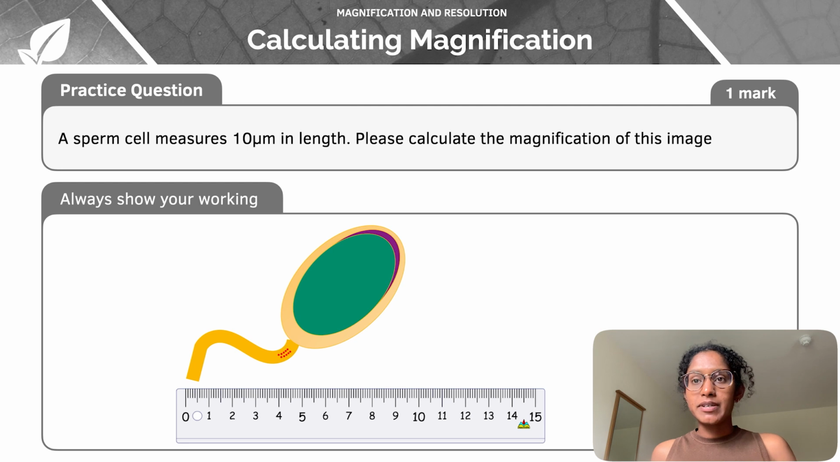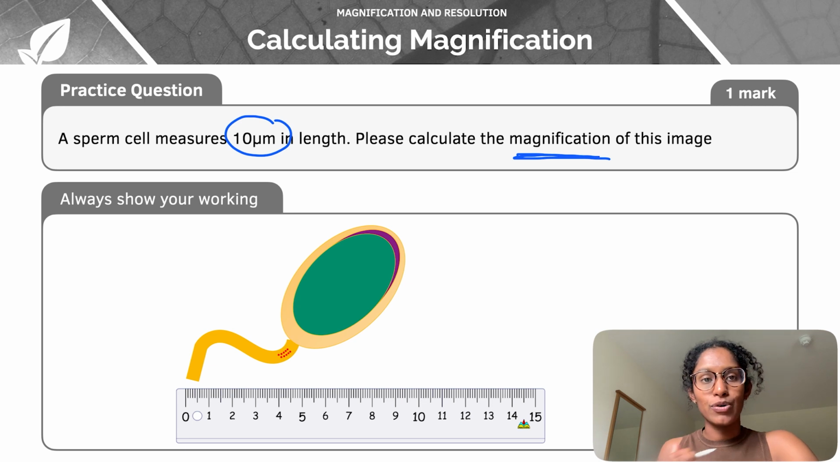So now let's work through some examples. So question number 1, a sperm cell measures 10 micrometers in length. Please calculate the magnification of this image. So give the video a pause and have a go, and we'll work through it together afterwards. Okay, I'm going to reveal the answer now.